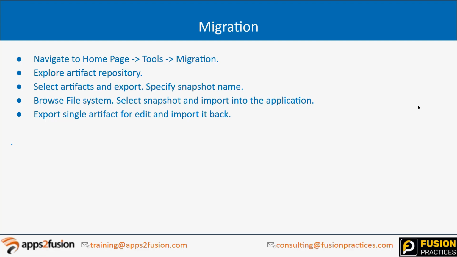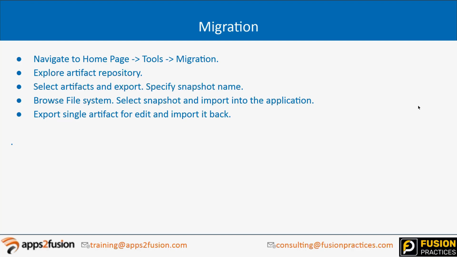And then it will ask you for a snapshot name. You can give the snapshot name. The snapshot name is nothing but a folder name. So what it will do, within the migration file system, it will export all the selected artifacts and store it under that folder name.